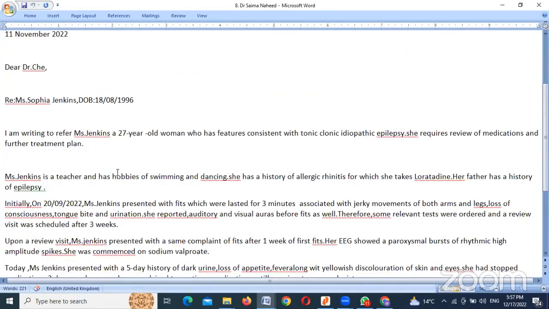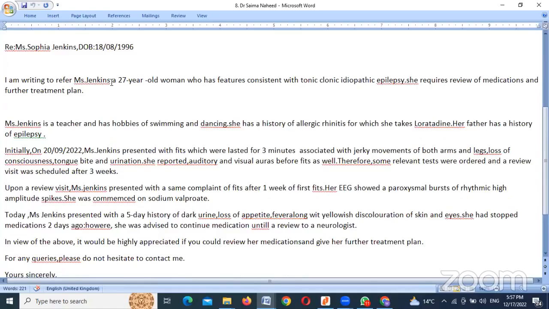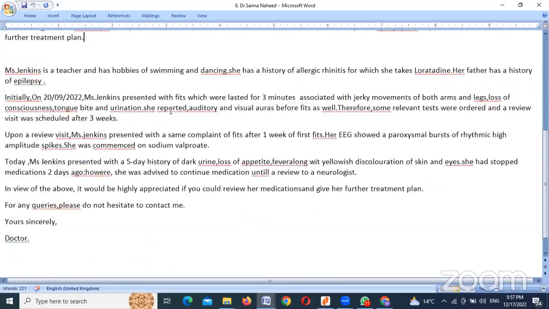Okay. I'm writing to refer Miss Jenkins. We need a comma here. A 27-year-old woman who has features consistent with tonic-clonic epilepsy. She requires review of her medications and further treatment plan. Okay. Miss Jenkins is a teacher and has hobbies of swimming and dancing. She has a history of allergic rhinitis for which she takes loratadine. This is not needed. Okay. This is not needed. Her father has a history of epilepsy. This is okay, but I will also say it is again not important because the case is already diagnosed.